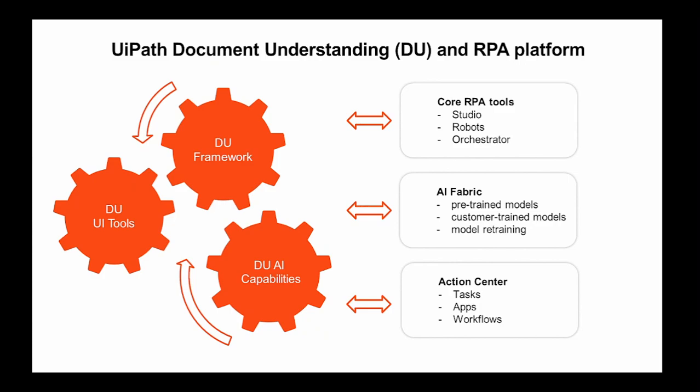In Studio, you can use Document Understanding Framework, Taxonomy Manager, and all the related activities to create robots and then manage them in Orchestrator. In AI Fabric, you can manage, train, and retrain your machine learning models. And in the Action Center, you can use the validation station and track and manage tasks. Now let's talk about each of these key components separately: Document Understanding Framework, UI tools, and AI capabilities.